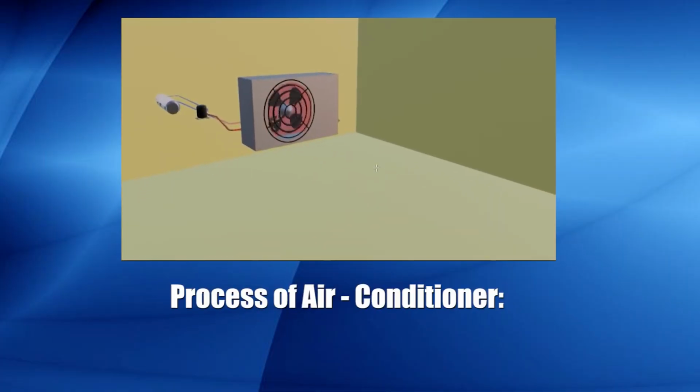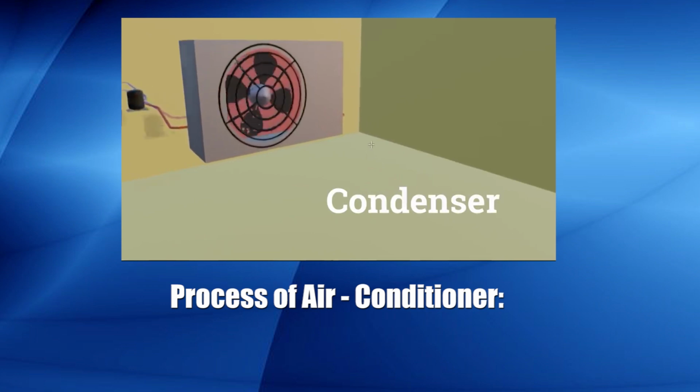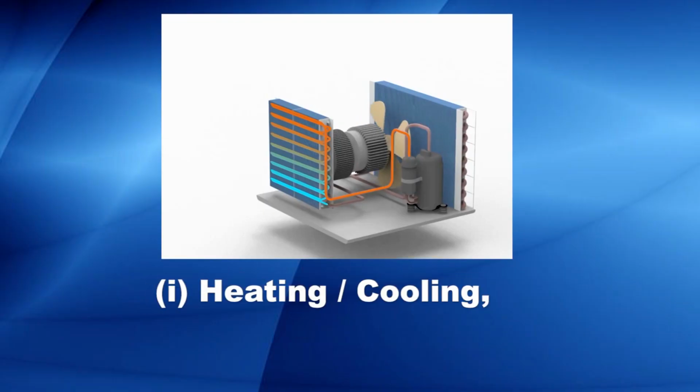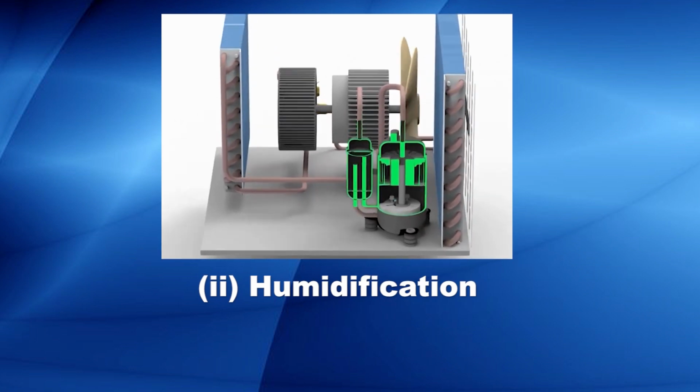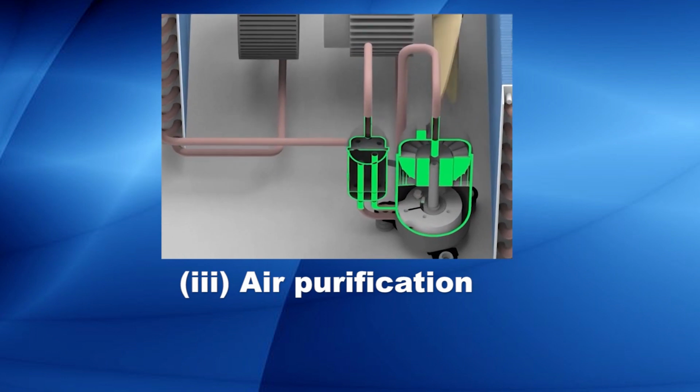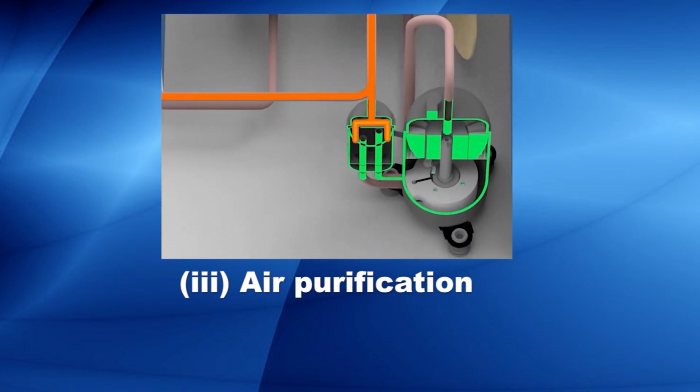Now let us discuss the process of air conditioning. The process of air conditioning involves mainly 3 steps. Number 1 is heating or cooling. Next step is the humidification or dehumidification. And the third step is the air purification or cleaning. There may be combinations of these processes, for example, heating and humidification or cooling and dehumidification, etc.